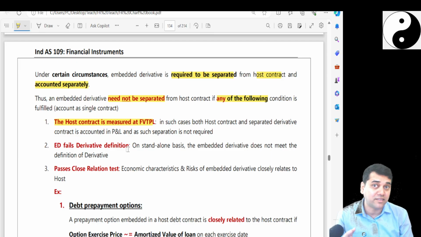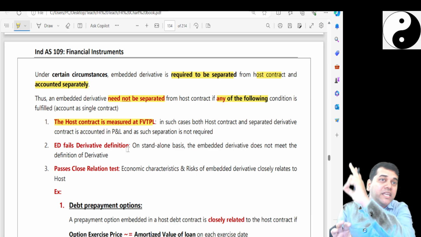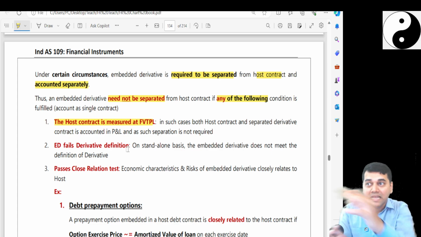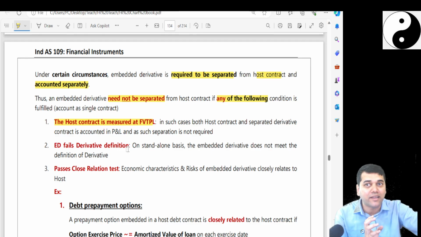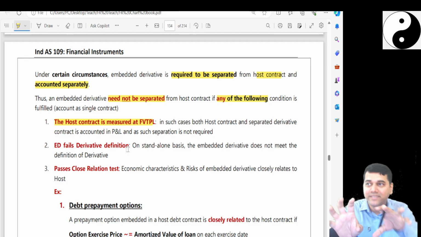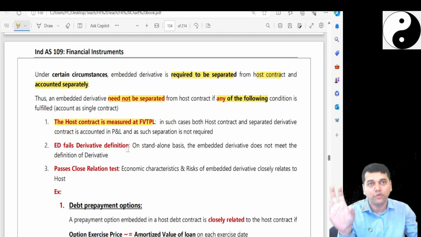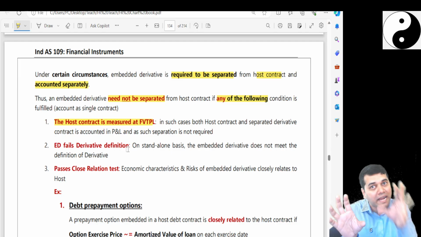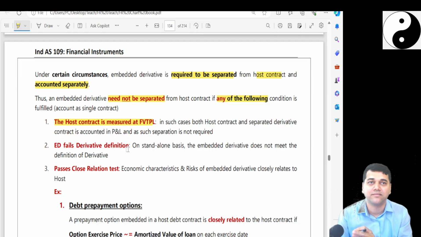But the separation makes sense when the host contract is taken to the balance sheet at amortized cost and the embedded derivative should have gone to the P&L account. Then it makes sense to separate it and show each one. Look, these people are trying to hide one derivative in one host contract. Understood? So the first condition is if the host contract itself is FVTPL, then separation is not required. You can account for it as a single contract.